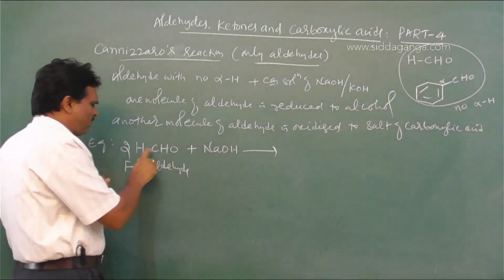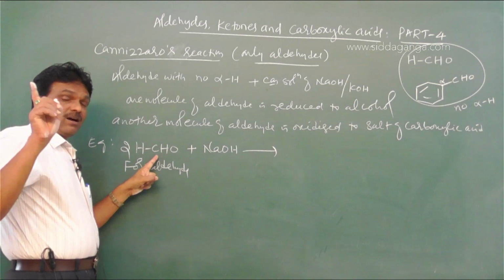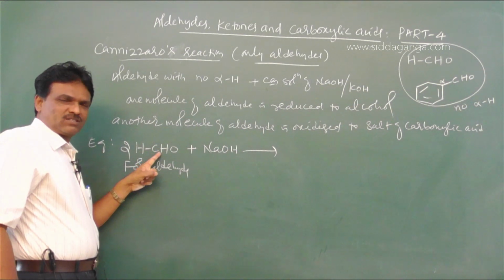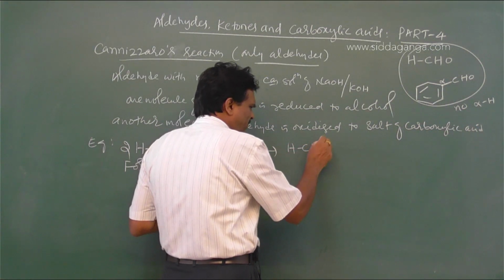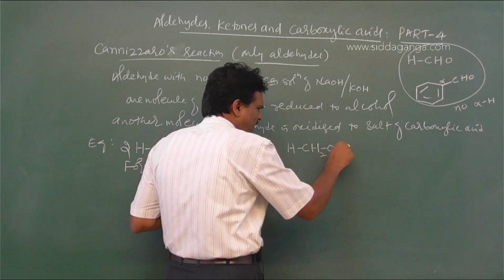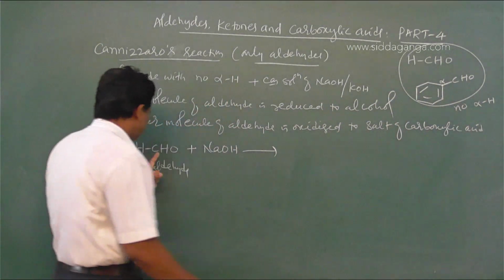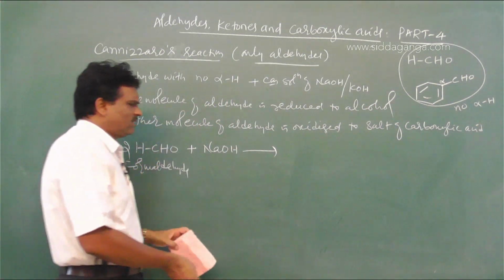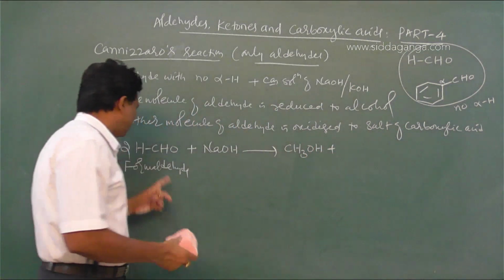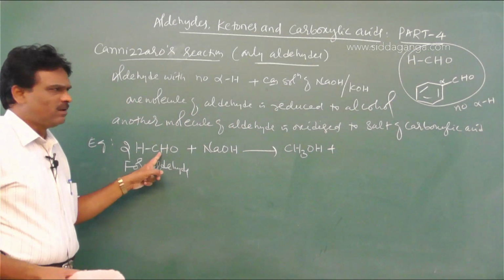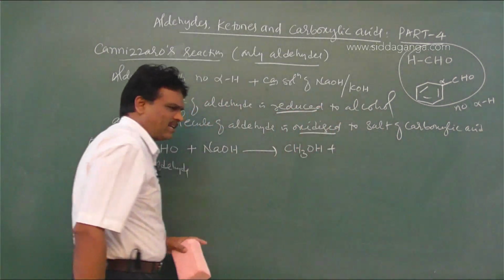So one molecule of formaldehyde is reduced. Now, in the previous case, in the last class, reduction of an aldehyde gives alcohols. So one molecule of formaldehyde is reduced to form HCH2OH, or in other words CH3OH. Note, this is an aldehyde which contains one carbon, so it is reduced to methanol, and the other compound is oxidized. So one molecule is reduced and one molecule is oxidized.